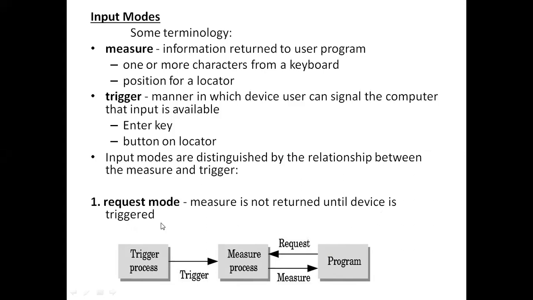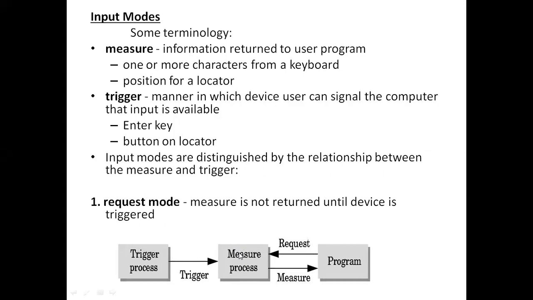The best example is the usual traditional programs that we write. That is the request mode of input that we are using. We use printf and scanf. Using printf and scanf, that is the request mode of input, where my program will request for the input. That is, you will say printf, enter two numbers. My program is requesting for the information or for the input. That is what we call measure.